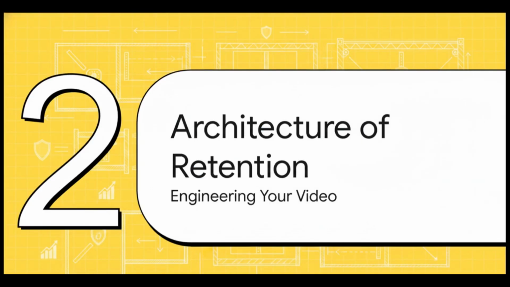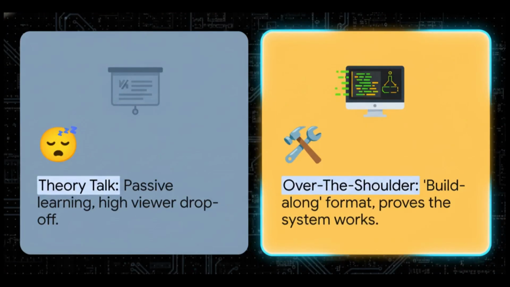So, you've hooked them. Awesome. But honestly, that's only like 10% of the job. Now comes the hard part. You have to deliver. And how you deliver is literally everything. This is all about the architecture of retention, how you engineer your explainer to stop people from clicking away. And here's the absolute key. You cannot just talk about the theory. That's just passive learning, and it is a recipe for viewer drop-off.